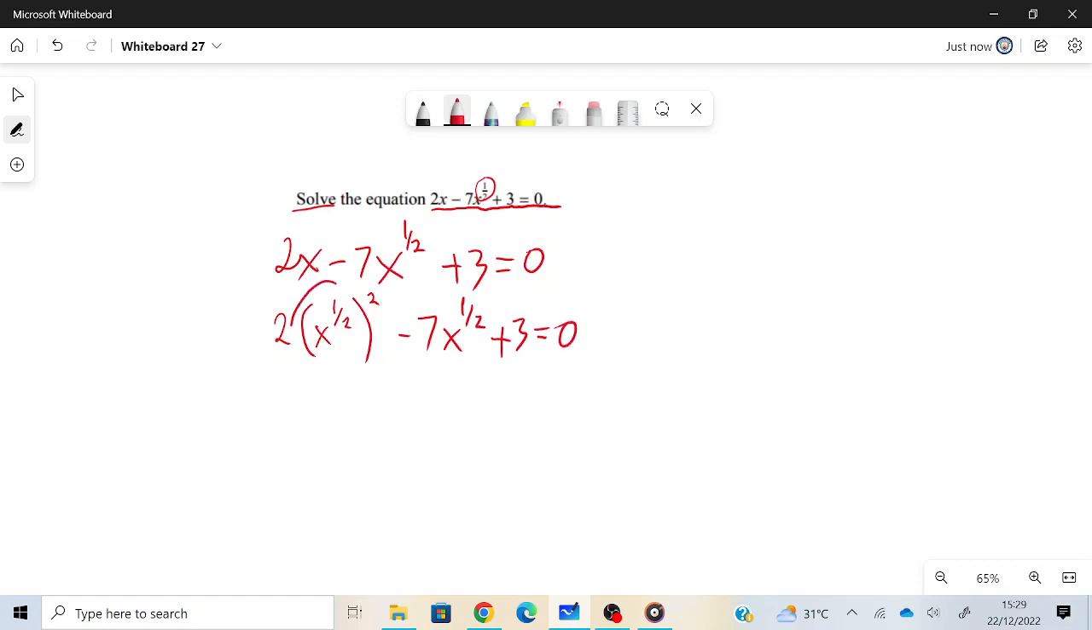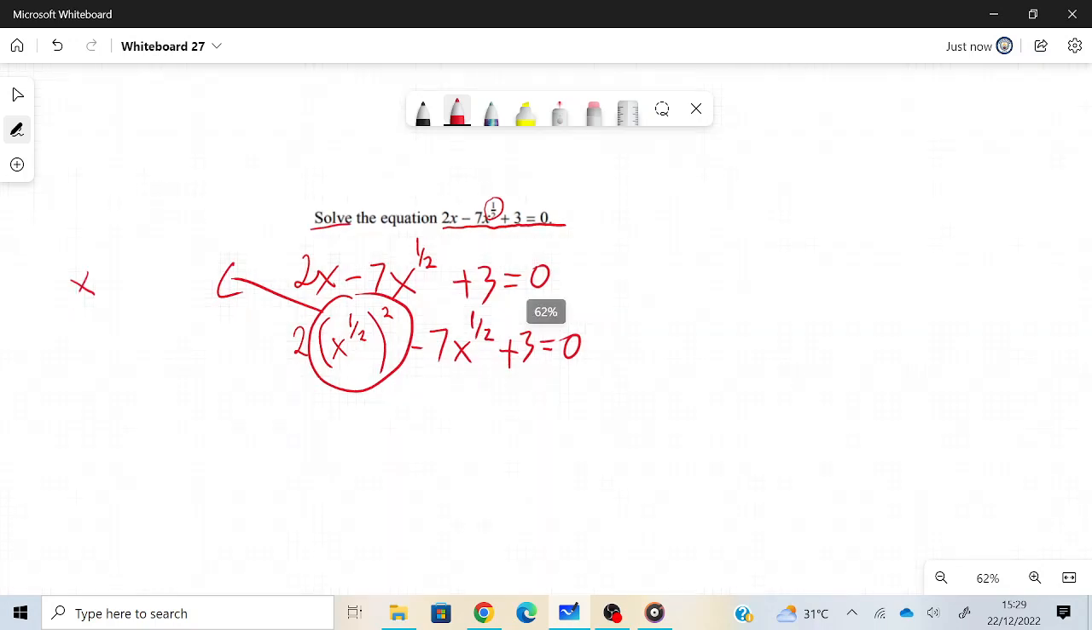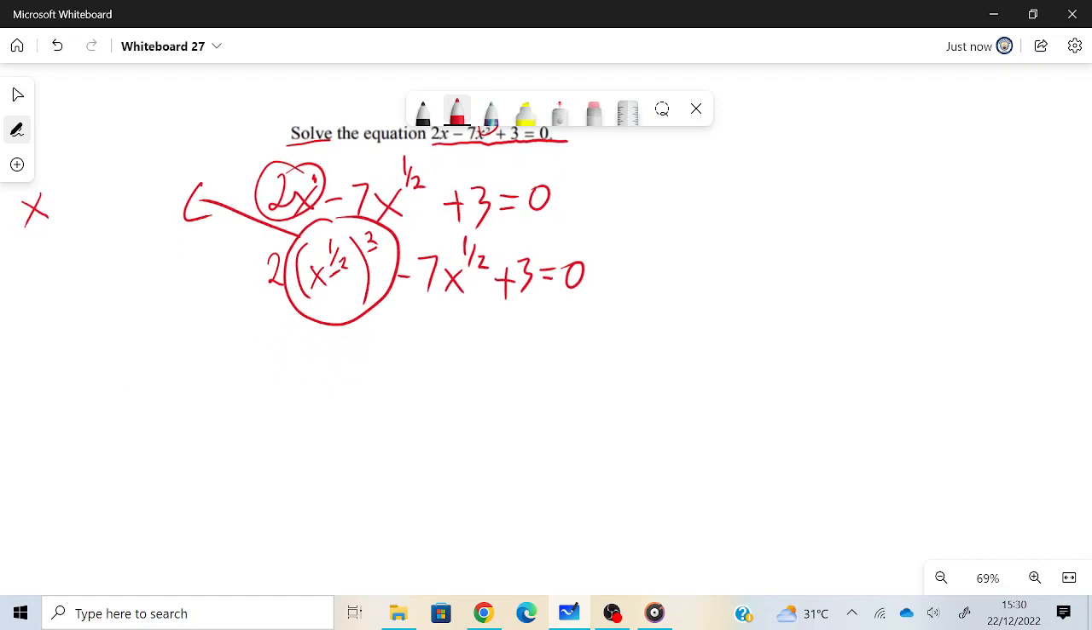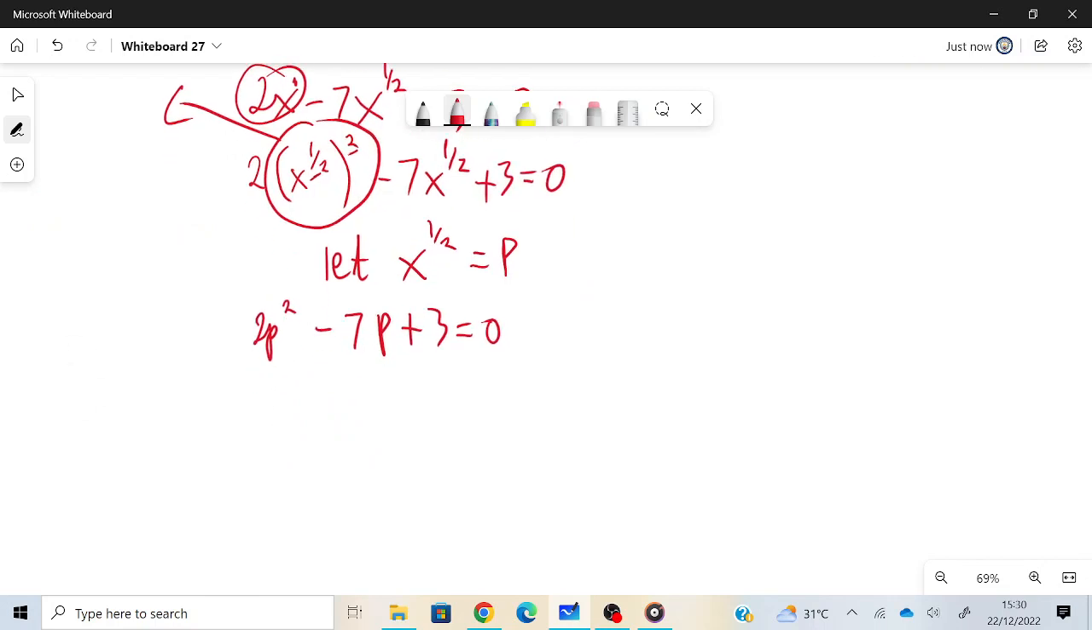Now you know that this, if you expand, is simply x, because 1 over 2 times 2 is 1, and that's what you have here, 2x is to the power of 1. So now again we can let x to the power of 1 over 2 be equal to p. You will now have 2p squared minus 7p plus 3 equals 0. So again, we use our factorization skills.